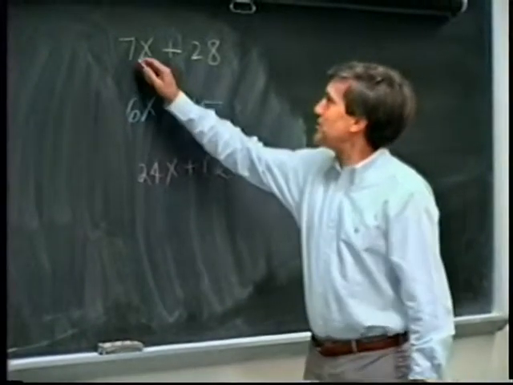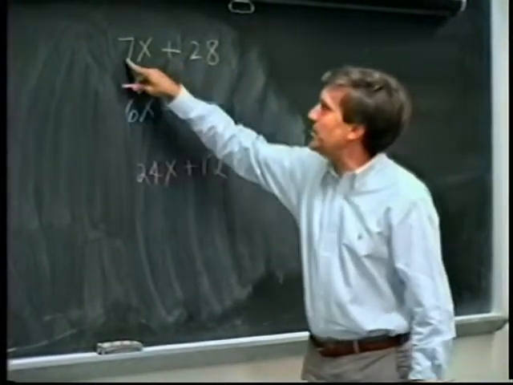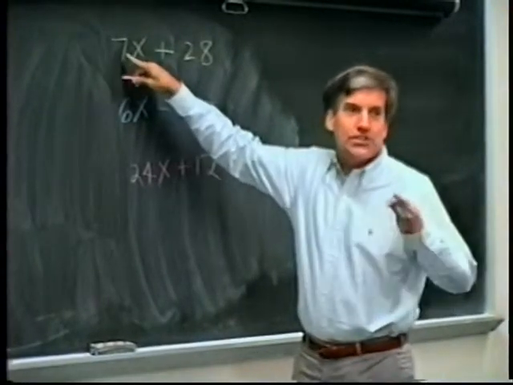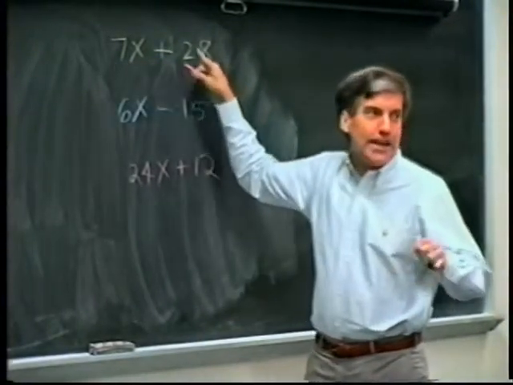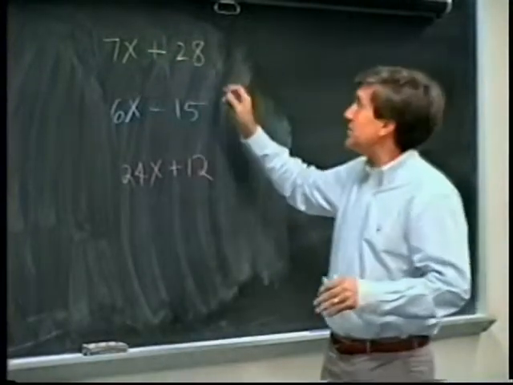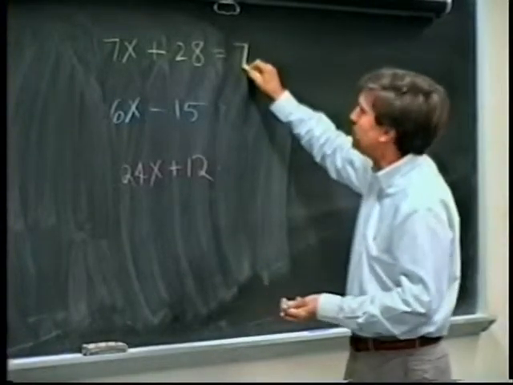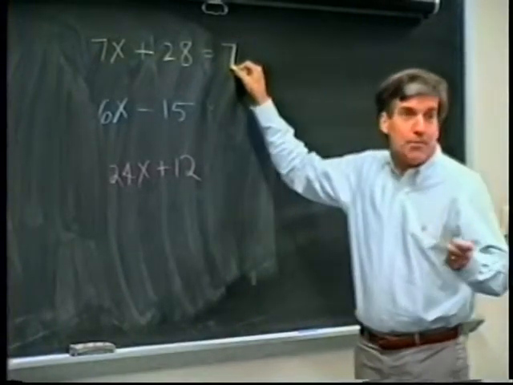Okay. Now, what's the common number between these two? What number divides into both 7 and 28? We need to find the number that divides into both of them, the common factor. 7. So what you do, you write down that common factor. Write down the 7 first. The 7 is the common factor.